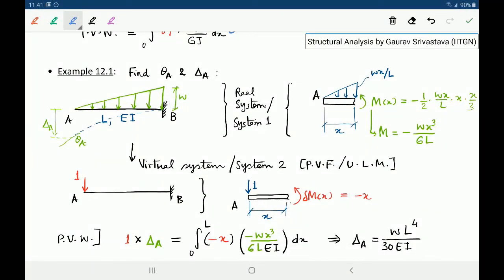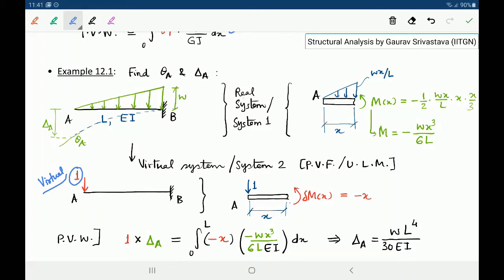Let's say this beam AB, which is cantilevered at the B end, is given, and we have to find theta A and delta A. Now if we want to find delta A, we need to apply a virtual force at A. So this is the virtual system where we have applied a virtual force at A, and we have chosen the magnitude to be 1 because we can choose any magnitude. What we are essentially doing now is a unit load type of method.